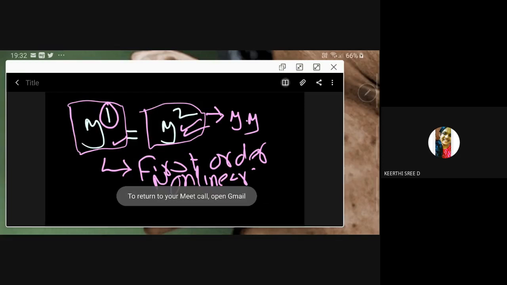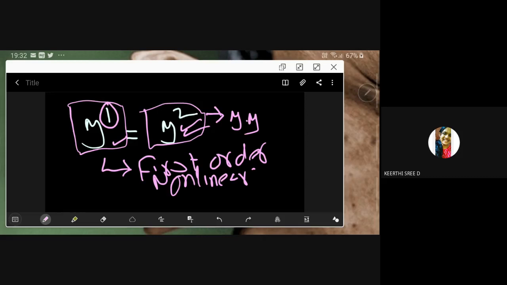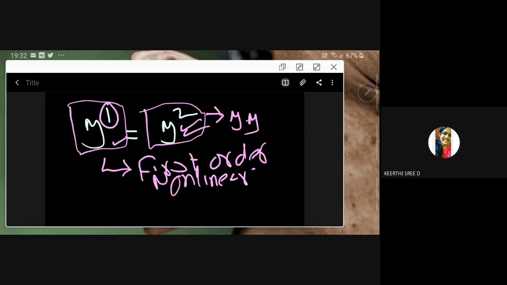What I mean to say is that we are talking about linearity and non-linearity and the order of differential equations. We will see one more example and then go to the PPT part again. So one more example I will give you.